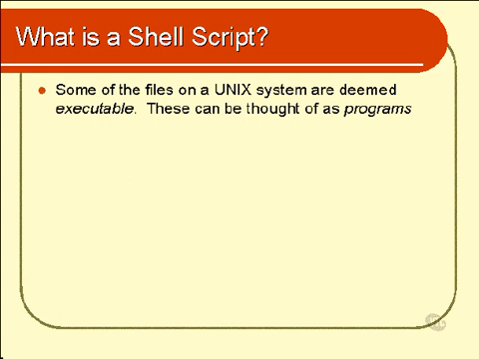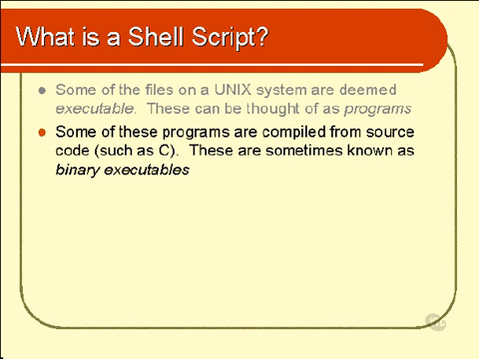All of these files can be thought of as programs. So some of the files on a Unix system are programs. The rest of them, well, I guess they're data files, files that are used by these programs. Now, of the programs, some of these are compiled from source code, such as C or COBOL or Pascal or something like that.